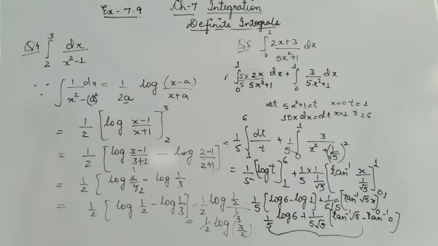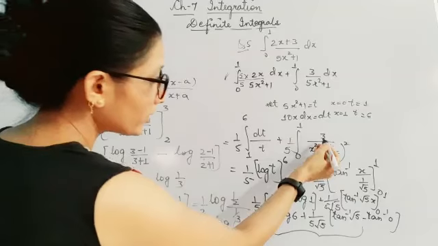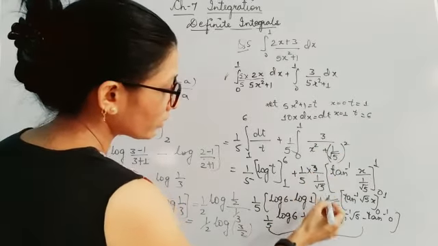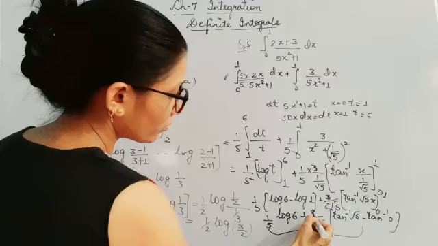Have a look. We missed this 3, children, it is 3 over here.